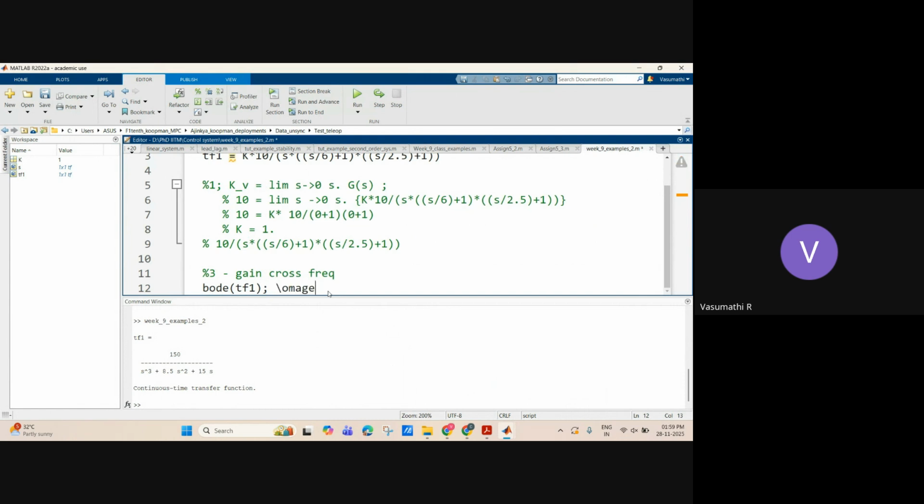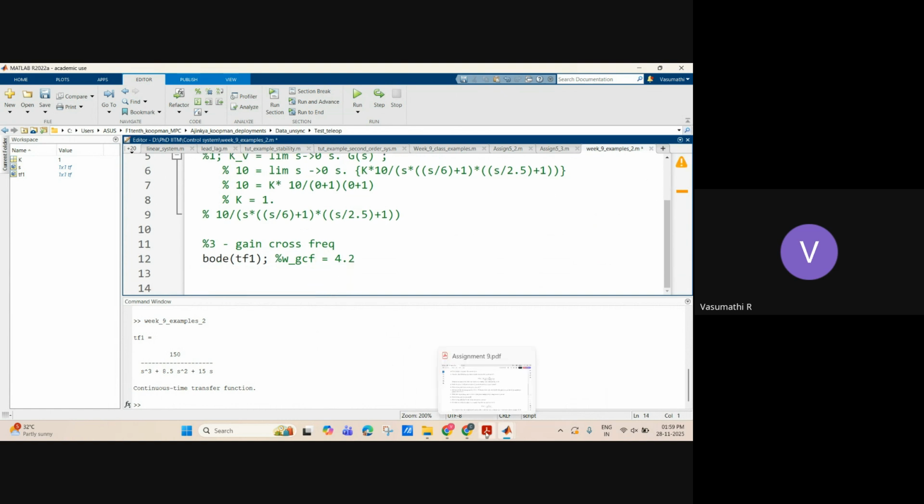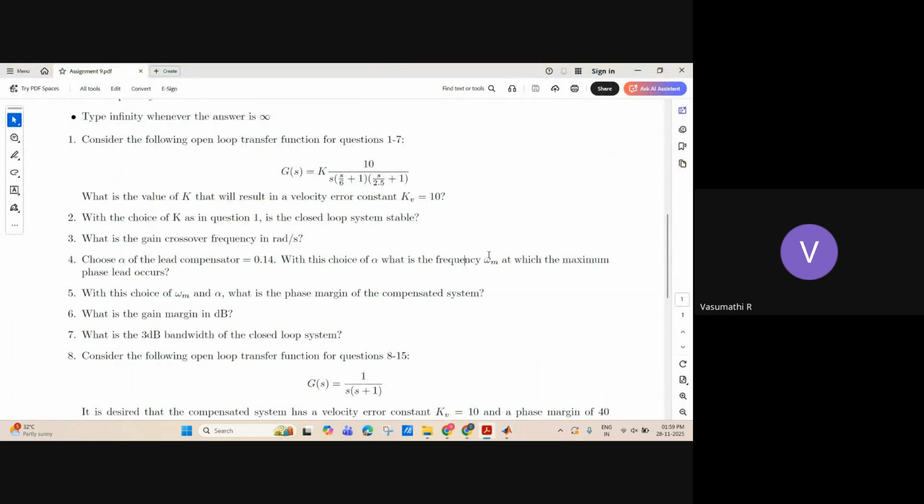Omega, I'm just writing W underscore gain crossover frequency is 4.2. Sure answer. Right. What is the next question?